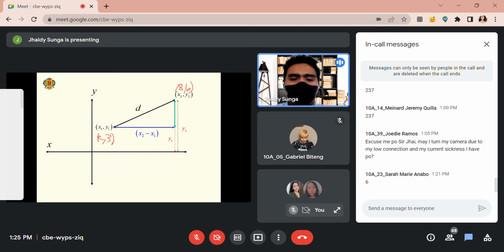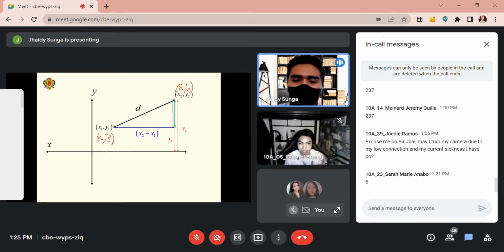So what would be this green segment, Gab? Alright. 6 and 3 pa. 6 and 3. Alright, so how did you get 3? It is 6 and 3. So what would be the value of where is the 6? This is the 6, right?